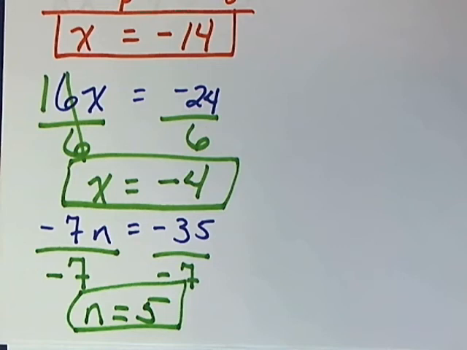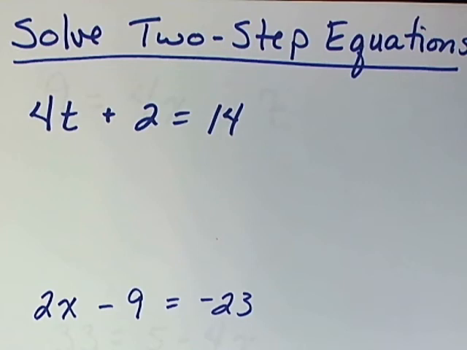So that's a little bit of a review from what we did with solving one-step equations. Now what's going to happen is we're going to put those two different types of steps, the dividing and the adding and subtracting, together in one equation and solve the two-step equation. Let's go through some of those. So now we're going to go into two-step equations.